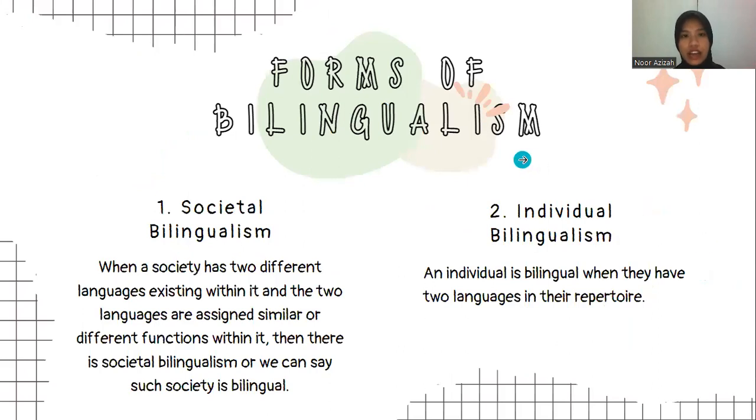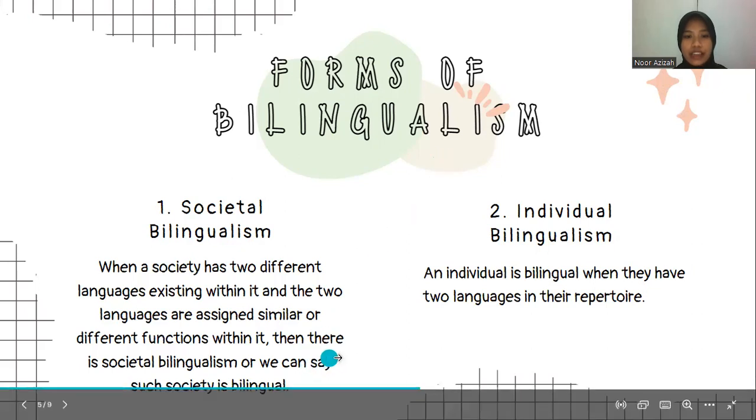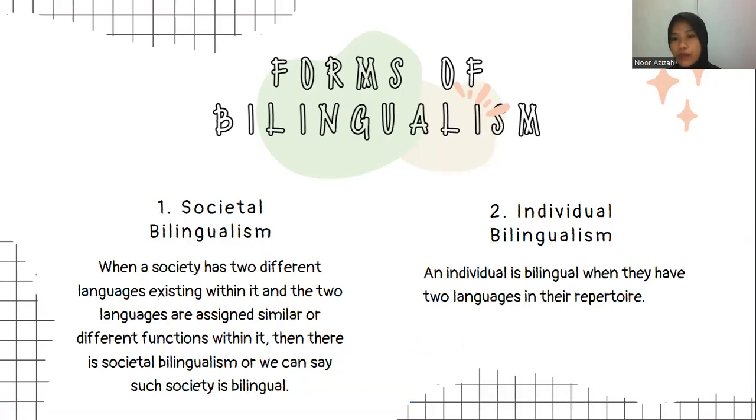And there are two forms of bilingualism. First is societal bilingualism, when a society has two different languages existing within it, and the two languages are assigned similar or different functions within it. This is societal bilingualism, or when we can say such a society is bilingual. And the second one is individual bilingualism. An individual is bilingual when they have two languages in their repertoire.